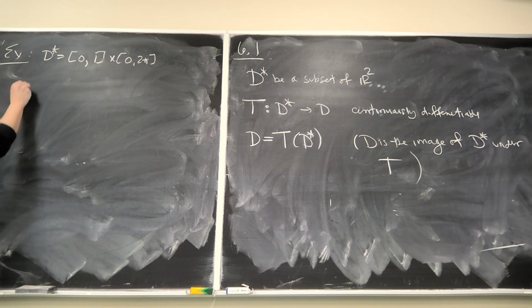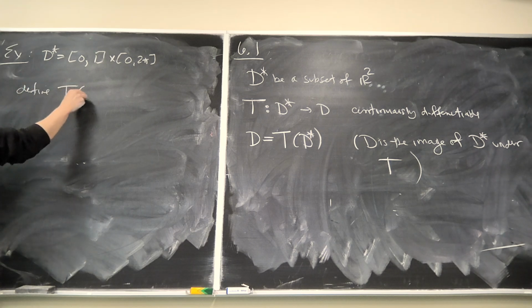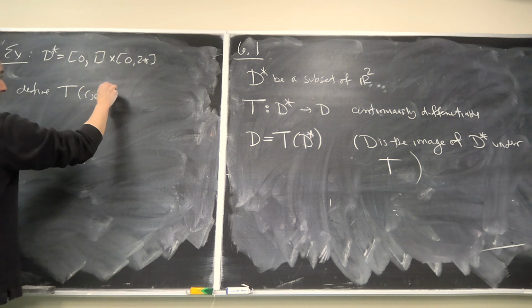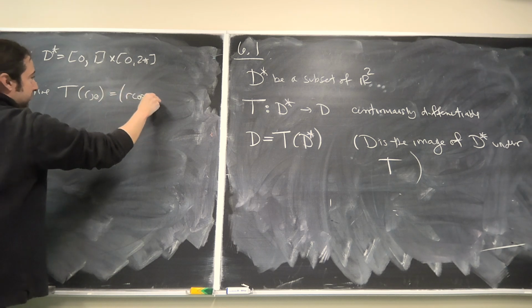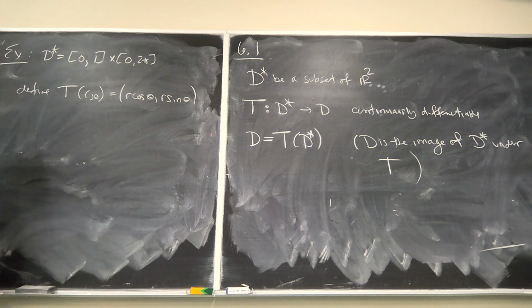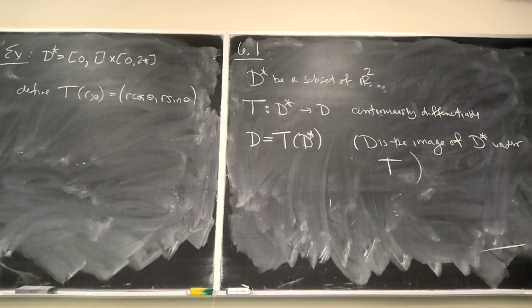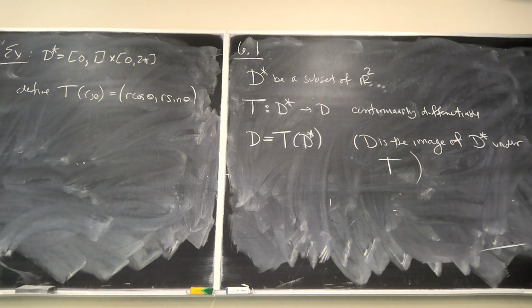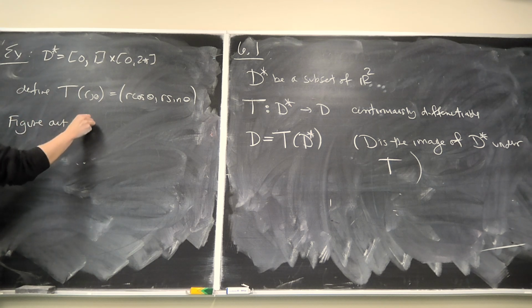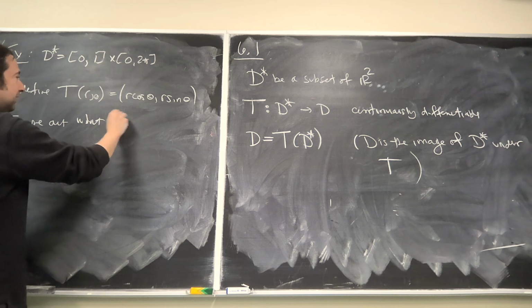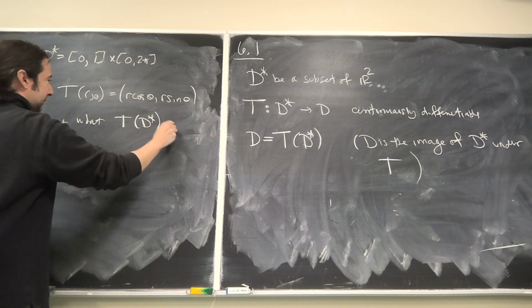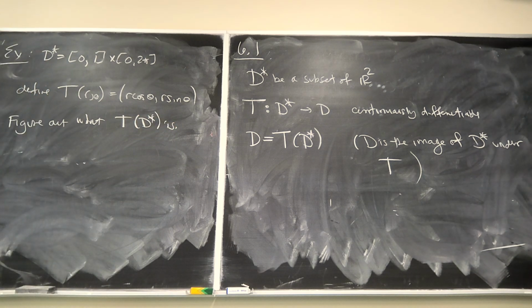And I'm going to define a map T of r, theta to be equal to r cosine theta, r sine theta. So that is our polar change of variables. x is equal to r cosine theta, y is equal to r sine theta. And the first exercise you do when you're working with these functions is figure out what T of D star is. What is the image of D star under the map T?